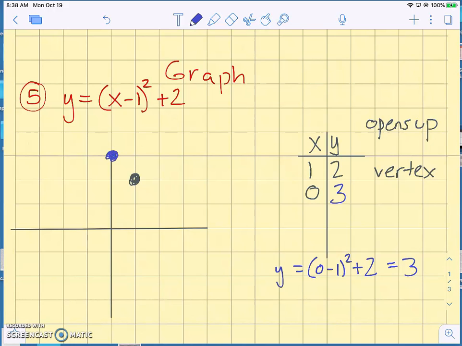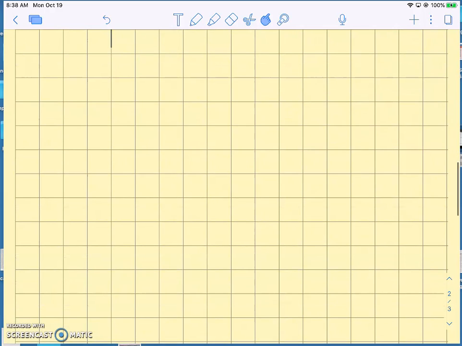Well, we can make a fairly accurate graph here because we know it's symmetric. We know it's symmetric around our vertex, that axis of symmetry. So since this is 1 away from the axis of symmetry, we can go 1 on the other side. We'll just say 3 points are good enough on this one. So we have our parabola right there. We can use that axis of symmetry to find another point.